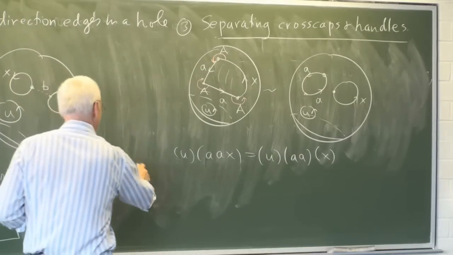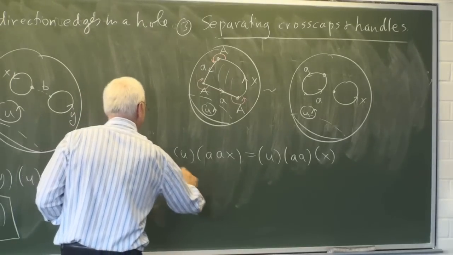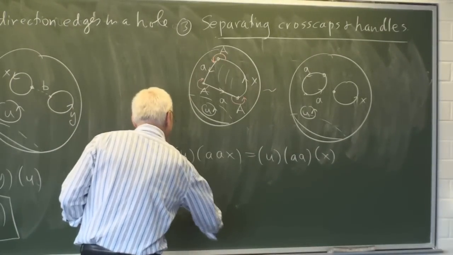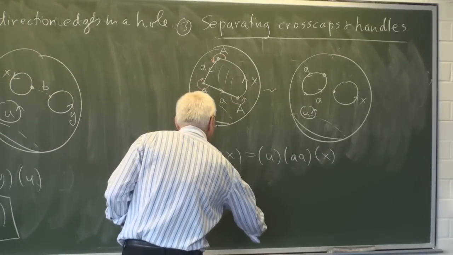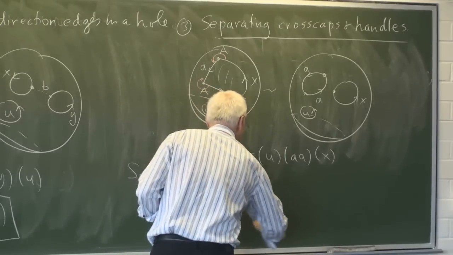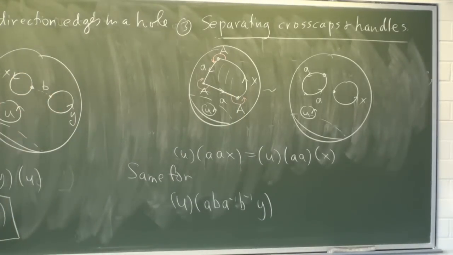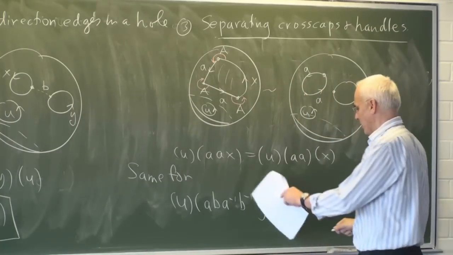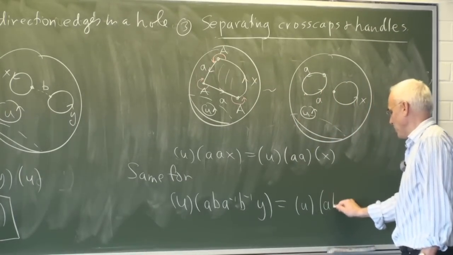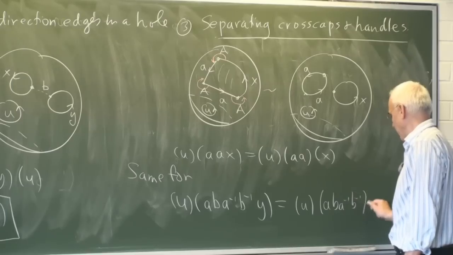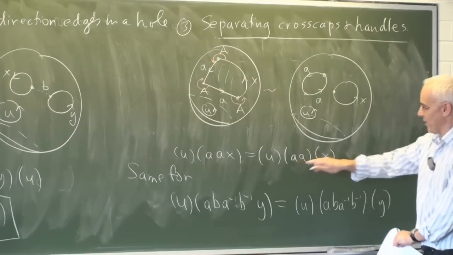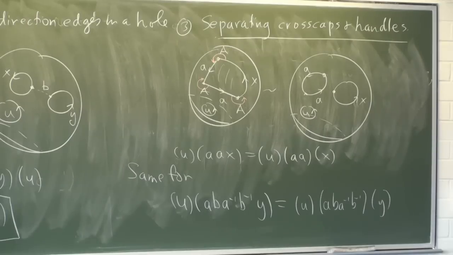And then there's the same argument for what happens when you have a handle. If you have a word like U, A, B, A inverse, B inverse, times, say, some Y, exactly the same argument shows that you can separate that handle from the rest, A, B, A inverse, B inverse, creating two individual holes. One is now a pure handle, just as we now had a pure cross cap or projective plane before.